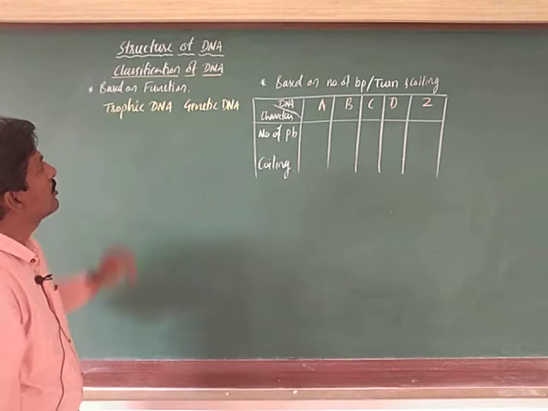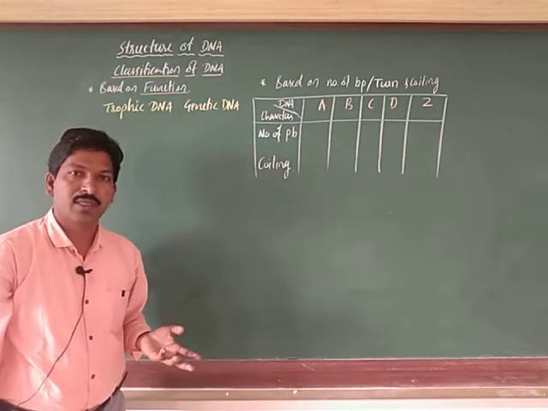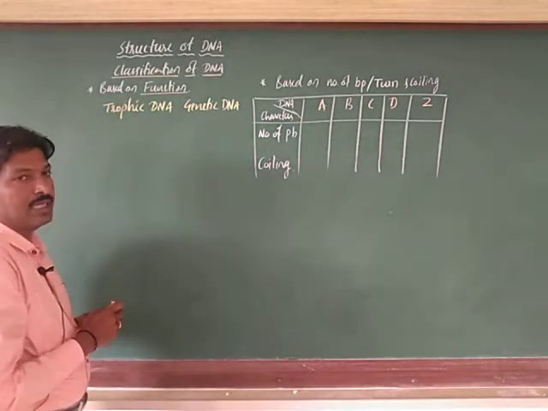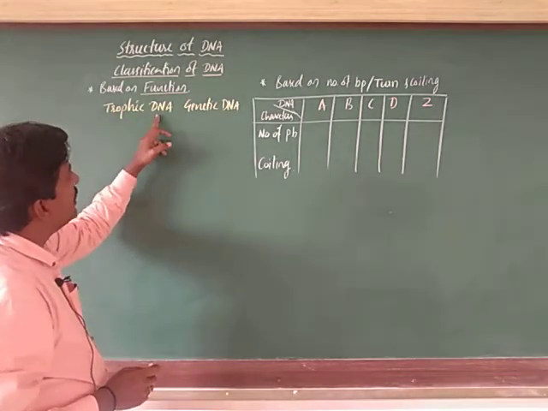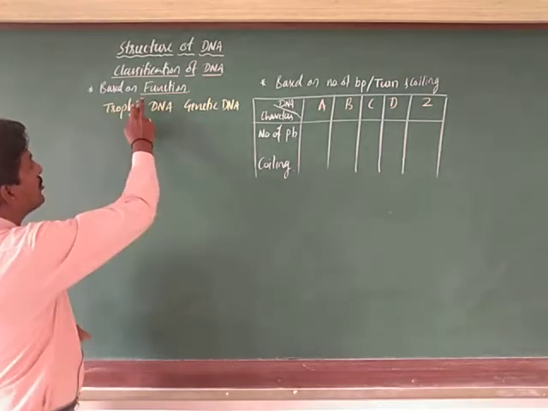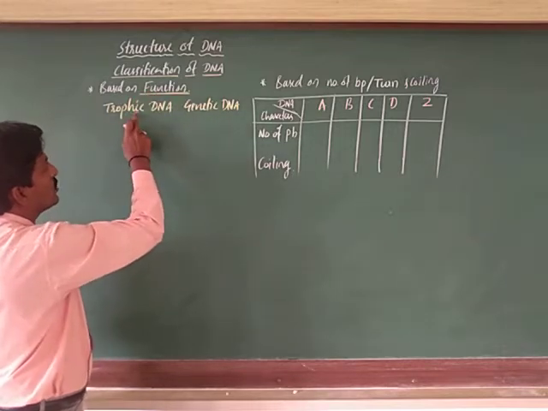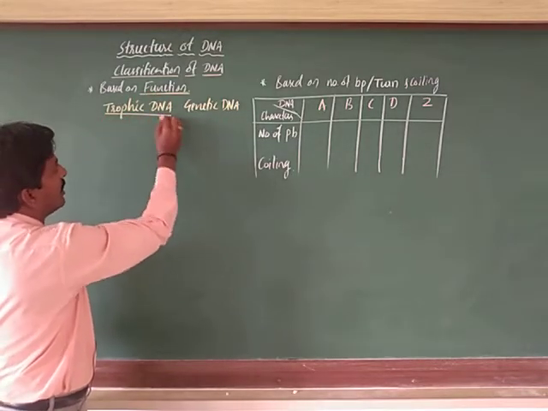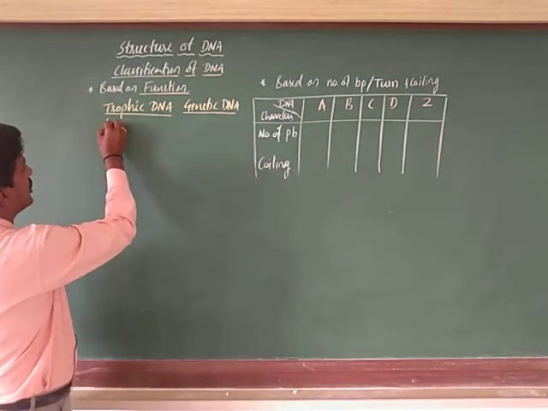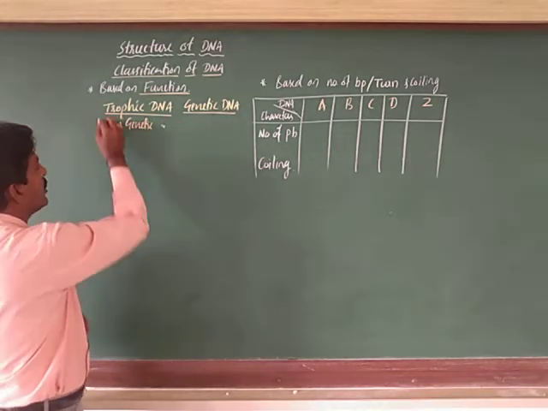Based on the function of DNA, usually DNA is the genetic material, as we know. There are mainly two types based on function: trophic DNA and genetic DNA. We can also consider trophic DNA as non-genetic DNA, and the other is, as usual, genetic DNA.